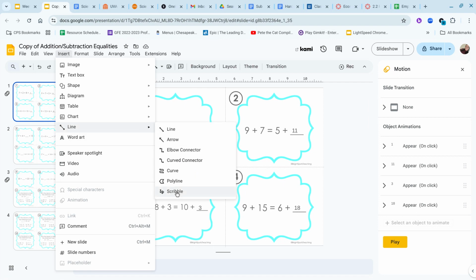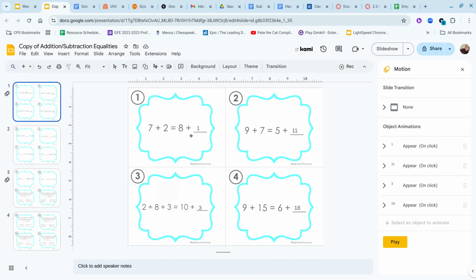I'm going to put 7 plus 2 equals 9, and I have to figure out how much goes there. I'm going to have to subtract 9 minus 8. And 9 minus 8 equals 1. So 7 plus 2 equals 8 plus 1. And you could check that by checking the amount.